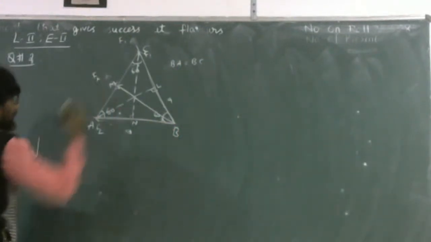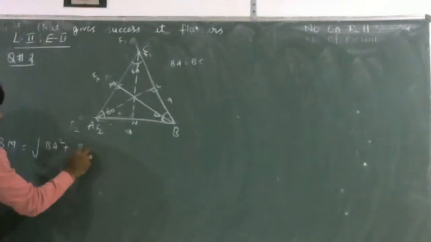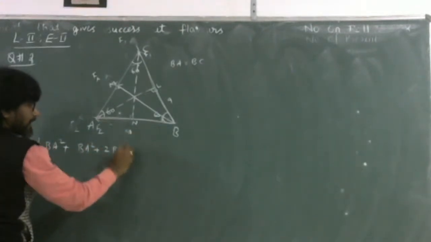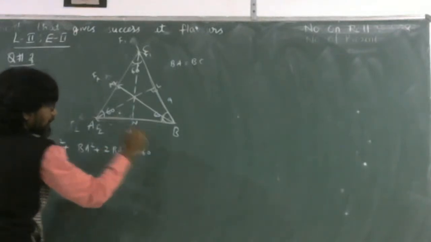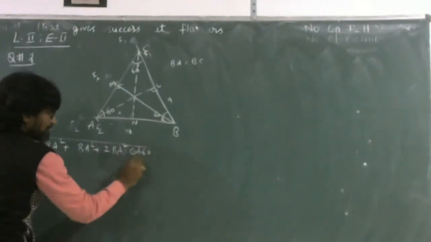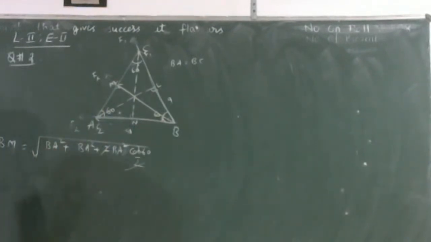So you can take anything on BA. So BA square plus BA square plus 2BA into BA, which is BA square again, into cos 60. Cos 60 is how much? 1 by 2. So if you take the 2 to cancel, BA square plus BA square plus BA square gives you 3BA square. So BA square comes out and it becomes root 3 BA is BM.